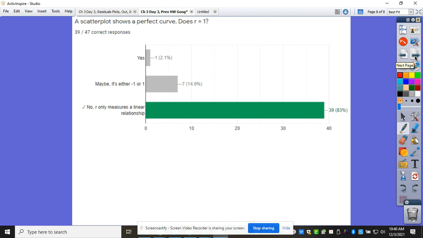And then a scatter plot shows a perfect curve. Keyword there. Why does R not necessarily equal 1? Because R is linear. Because R measures linear. So definitely it's not yes. I get why people did this because you don't know if it's positive or negative, but R doesn't measure curves, it just measures a linear relationship.